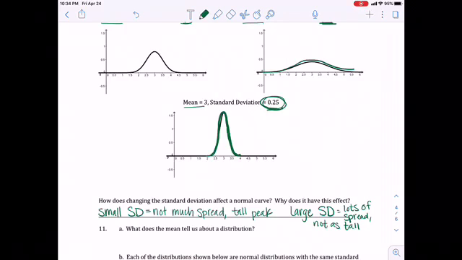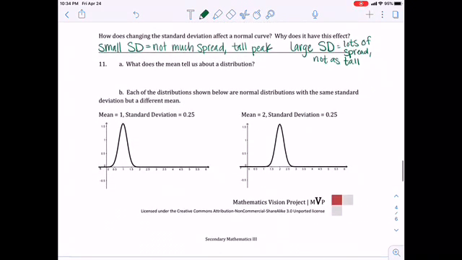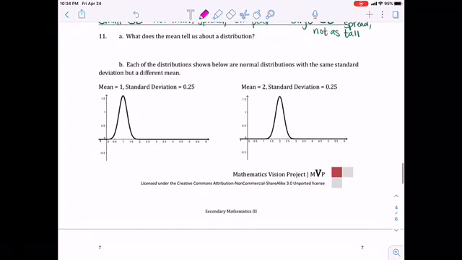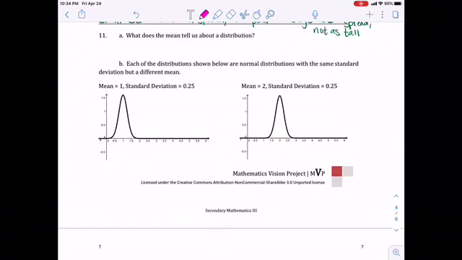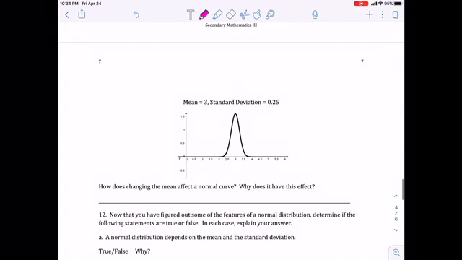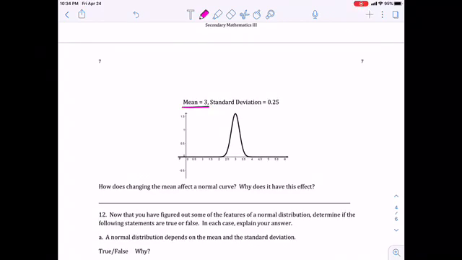Okay? So now we're going to look at this next question, number 11. What does the mean tell us about the distribution? Now remember that the mean is the average. And again, we're going to look at some pictures to see if we can figure out how that mean affects our normal distribution. So here, each of the distributions shown below are normal distributions with the same standard deviation, but a different mean. So notice in our first picture, the mean is 1, and the standard deviation is 0.25. Next picture, our mean is 2, but the standard deviation is still 0.25. And on the next page, the mean is 3, and we have the same standard deviation.